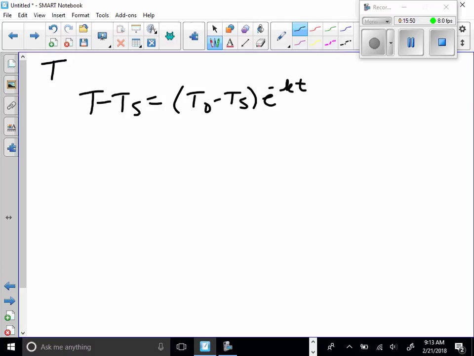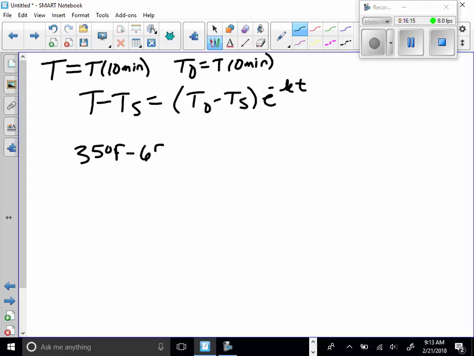So t is t of 10 minutes, and t0 is t of 0 minutes. Okay, makes sense? So t is what, 35 degrees, minus the room temp, which is 65 degrees.